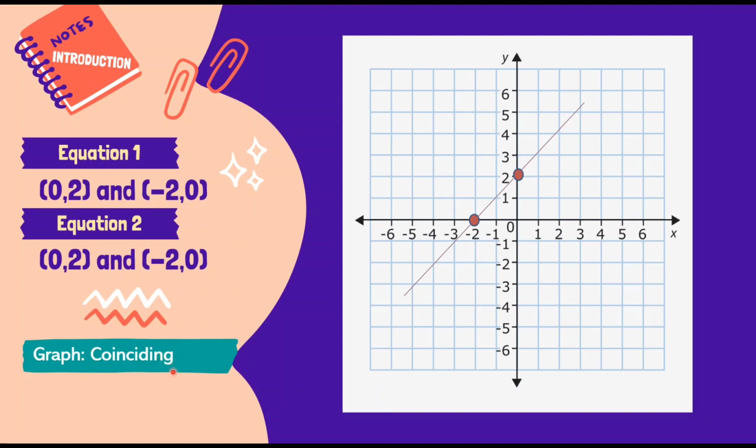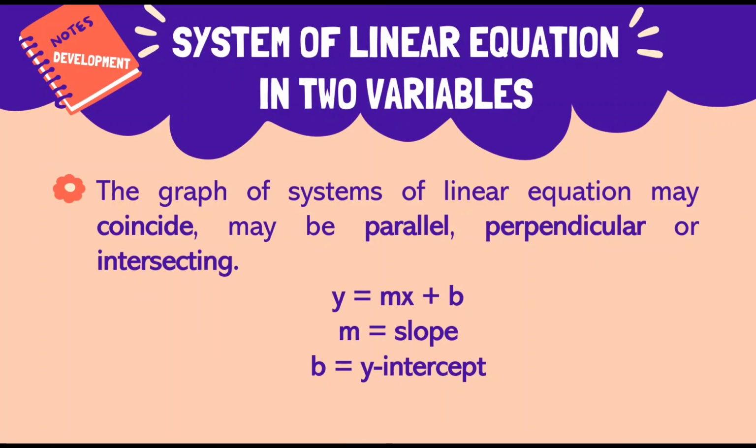So, dapat tatandaan nyo yung characteristic ng graph na yan, ha? Kasi mamaya gagamitin natin yan in order for us to identify or determine the characteristic of the graph of system of linear equations. Let us proceed to the development part. So in this part, we will discuss system of linear equations in two variables. So the graph of systems of linear equations may coincide. So coincide or coinciding, that is the characteristic of our first example. Yung ginraph natin kanina, wherein yung ating two lines ay nag-overlap. That is what we call coinciding or coincide.